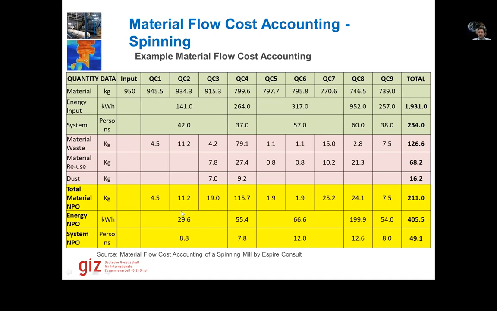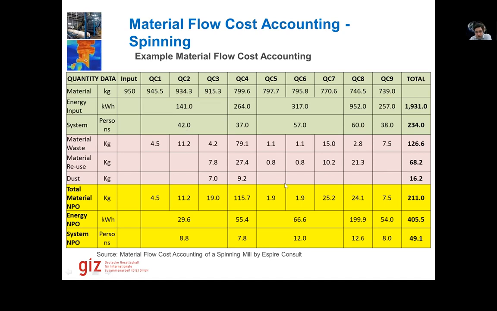This energy was not used to produce the material or the product output. It was used to produce NPOs. So the same fraction that goes into kilograms of NPOs against the input quantity of kilograms of material can be assigned to the input of kilowatt hours as well. And the same percentage or fraction can then be assigned to the number of persons.